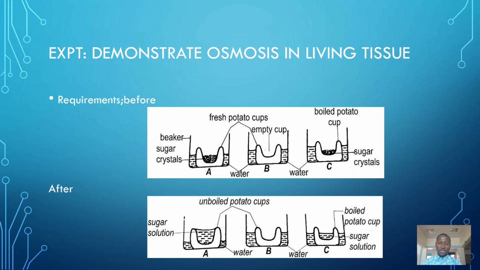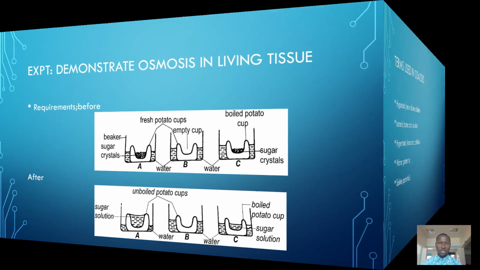Then there is no solution in B, and then in C there is solution at the same level with that solution in the petri dish, implying that C is fully permeable. Then in B, there is no osmosis because there are no sugar crystals to attract the water molecules. Then in A, the sugar solution absorbs water by osmosis from the surrounding petri dish. That is to demonstrate osmosis.